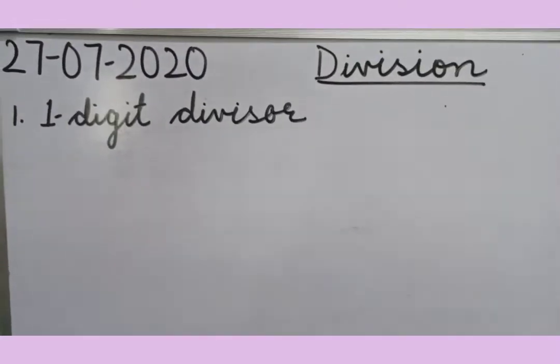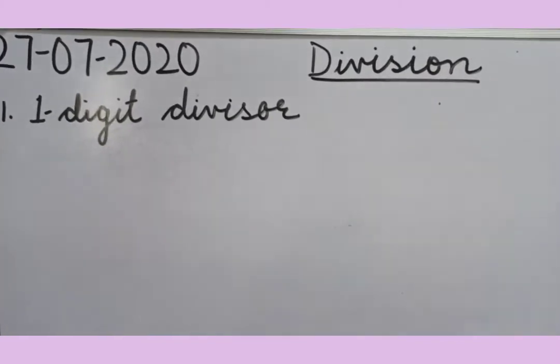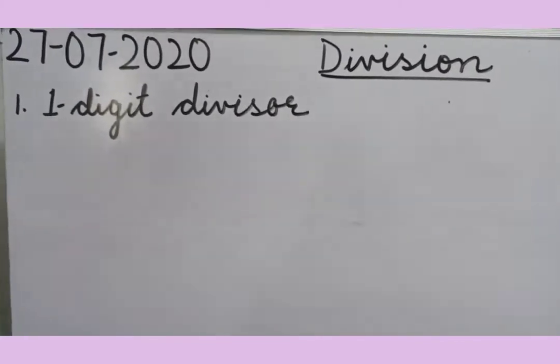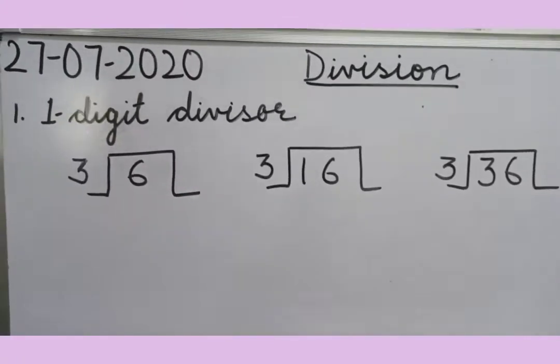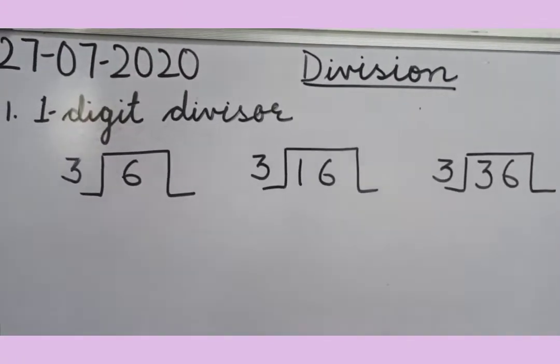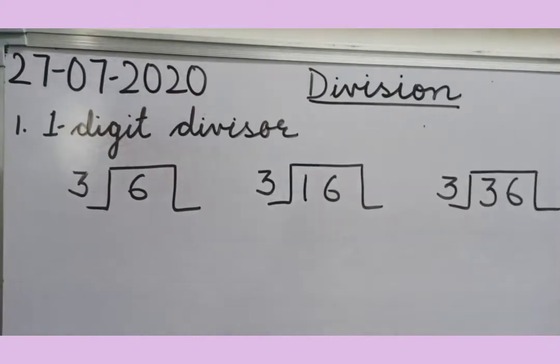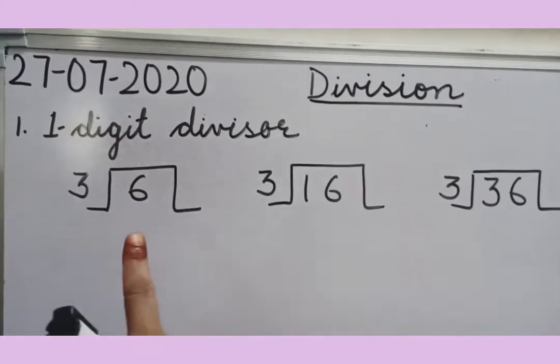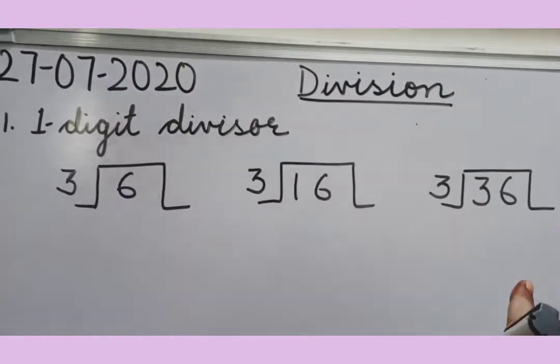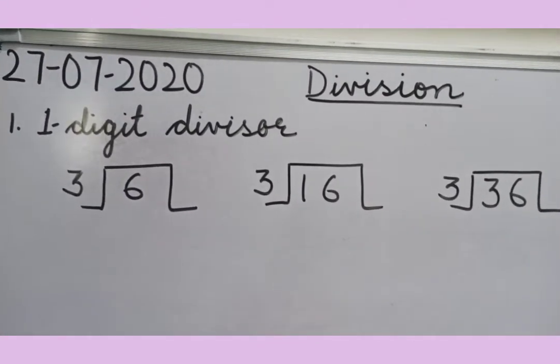So now let us understand the method of division. So I have taken first one digit divisors. So here are the three examples. Let's try to understand when we are having the same divisor but the dividend is changed. So how is the division possible?